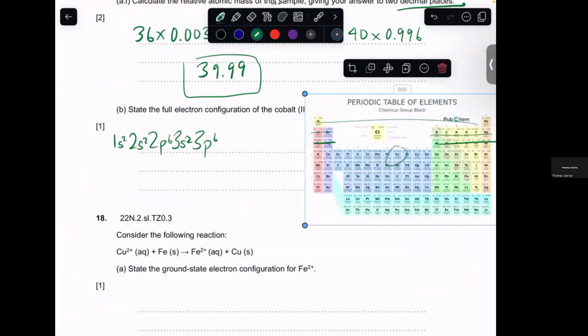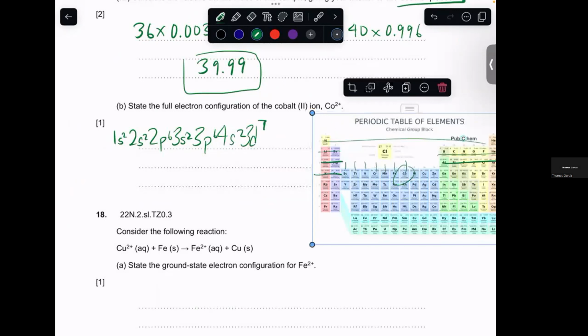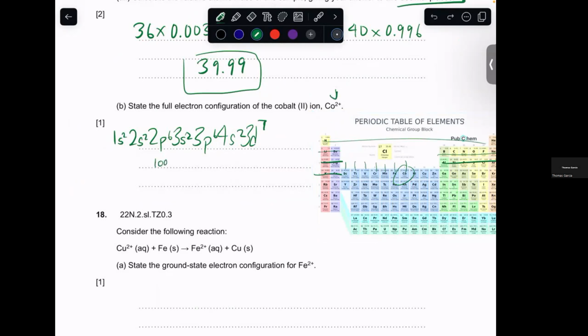Gonna move my table over a little. Then I'm here at 4s2 and 1, 2, 3, 4, 5, 6, 7, 3d7. All right. That is cobalt. But no, that's incorrect. That's not cobalt 2 plus. Cobalt 2 plus means we have to lose 2 electrons.